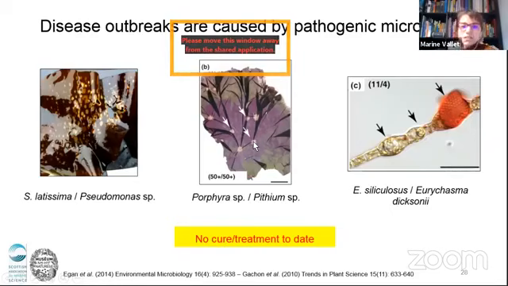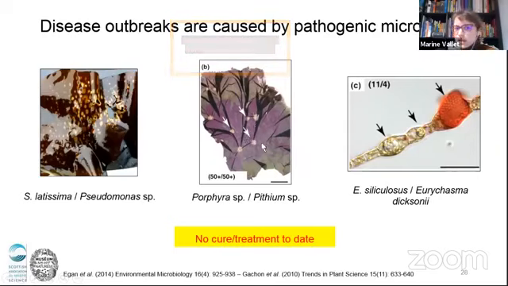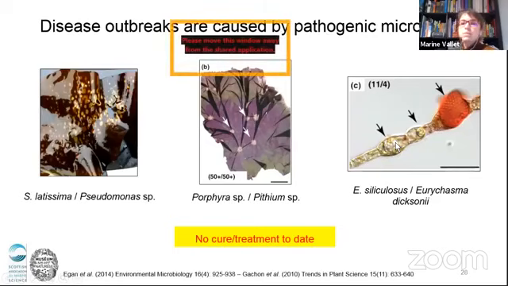So this is Porphyra, another very cultivated species for nori production, infected by Pythium. You have these discolored spots, and then you have Ectocarpus, a filamentous algae, which also can be infected by an oomycete called Eurychasma dicksonii. And so far, there's no cure or treatment. The only way to deal with this disease is just to put a lot of acids in the ocean to clean out everything, but it's not very ecologically friendly.